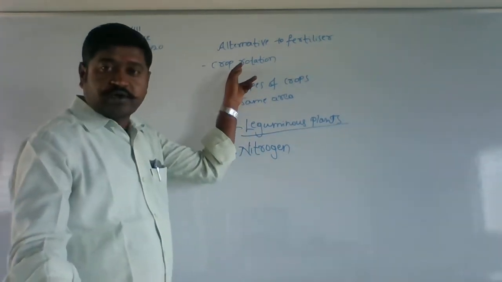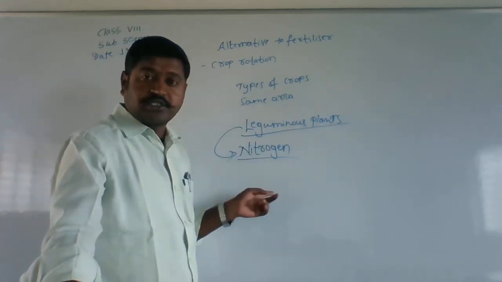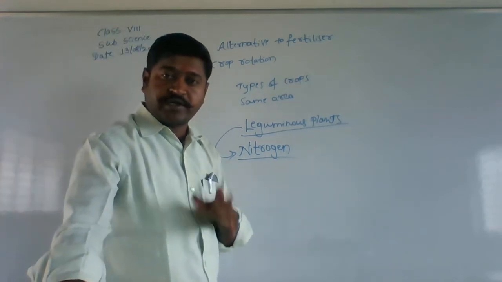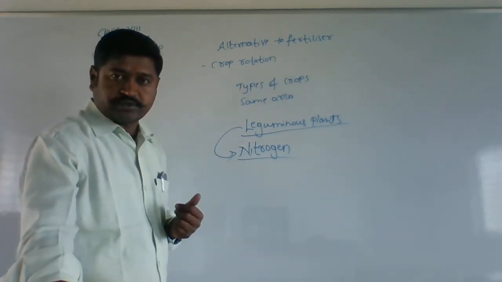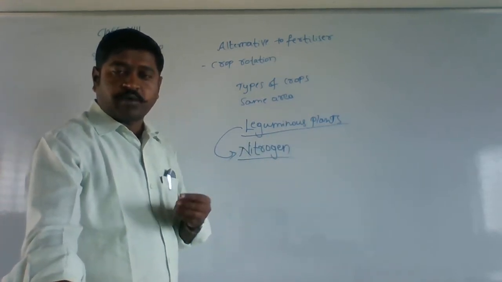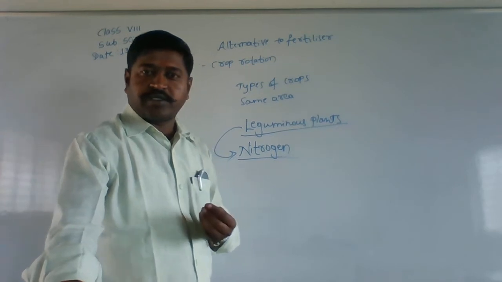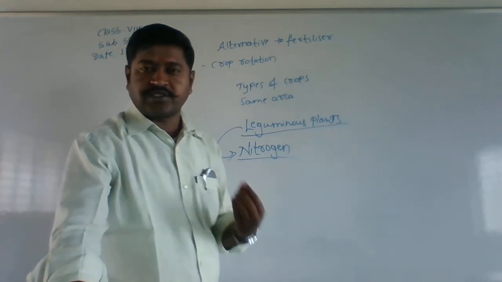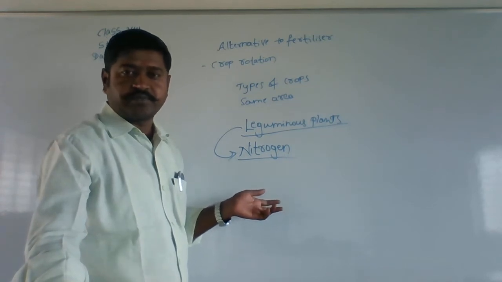So this method is used for replenishment of nitrogen, right? How will replenishment of nitrogen be done? They are going to grow leguminous plants along with the other crops. So when they sow these leguminous crops, in their root nodules, rhizobium bacteria will be there. It is going to take nitrogen from the environment and convert that into nitrogenous substances, so that the other plants and the soil can use it.